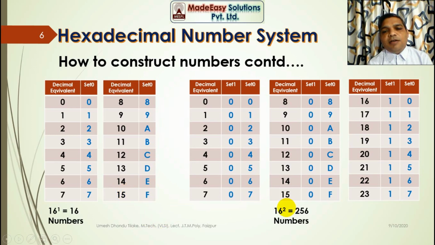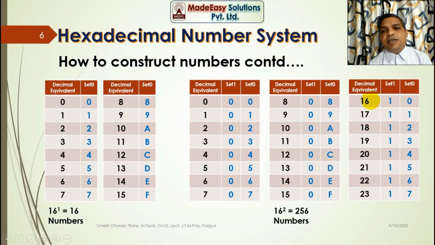Now see, what if I use two sets? 16 power 2 is equal to 256 numbers I can write. This next table shows you the 256 numbers. It is not possible for me to show all these 256 numbers on a single slide, so I have made different slides over here. See here, for decimal equivalent 0 to 7 I have written the hexadecimal equivalents. For decimal 8 to 15, after 7 that is 8, I have written the hexadecimal equivalents.